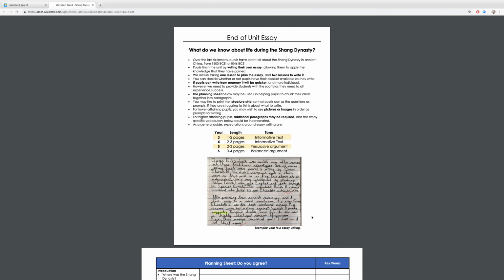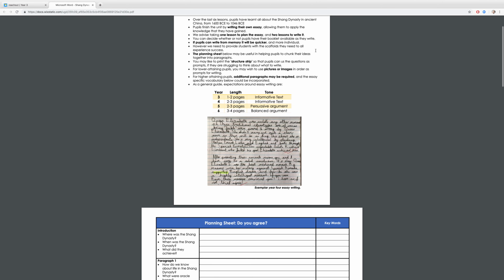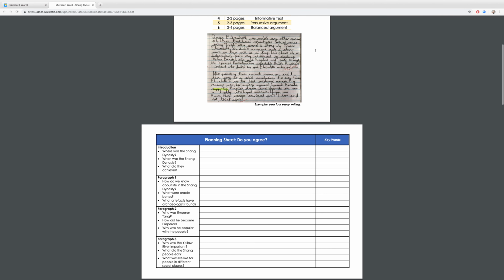So let's have a quick look at that planning sheet. So for the Shang dynasty, the essay question at the top, what do we know about life during the Shang dynasty? Nice and broad to allow children to really experience success and not get too stumped, and just demonstrate everything they've learned about this topic. So we might break it down bit by bit.